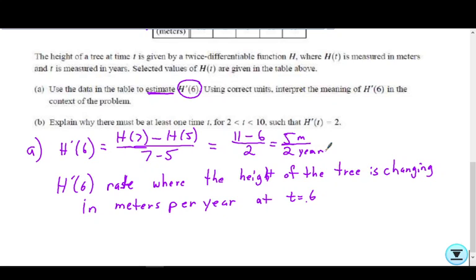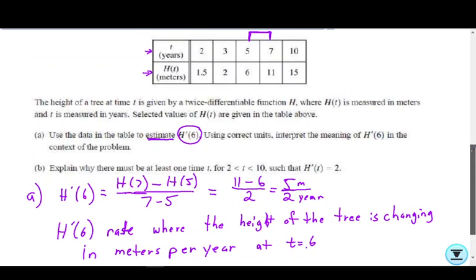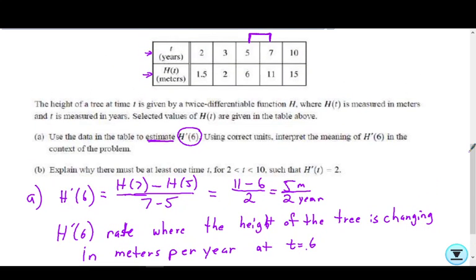That's it. So it makes it sound like it's a really difficult problem, but you just have to find the keywords and pick out those definitions. Now, part B, explain why there must be at least one time t between 2 and 10 such that h prime of t equals 2. So again, they're saying there's got to be one time in between 2 years and 10 years that h prime of t equals 2. So what's h prime of t? That's the rate of change. This is what we just said. H prime is the rate of change, the meters per year. So is there a time between 2 and 10 where that change is 2? So it's basically asking us slope.